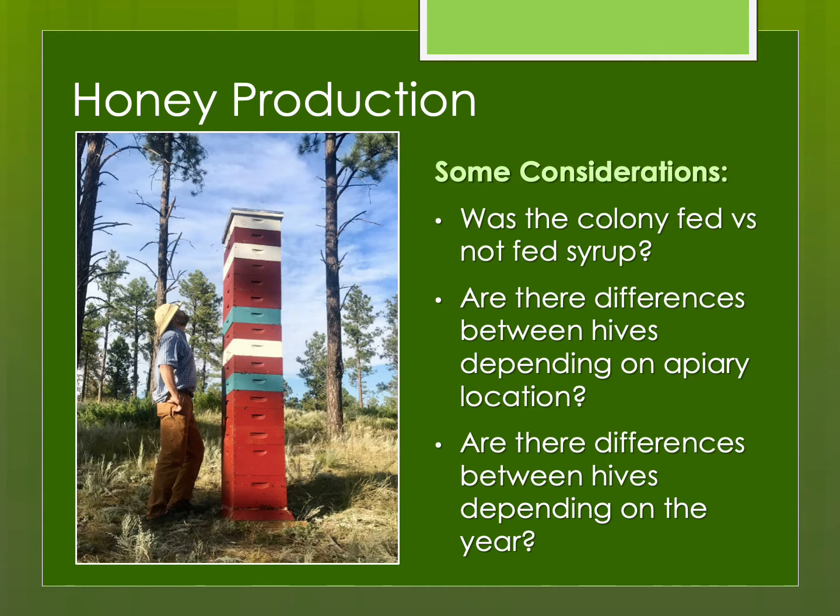But what if you didn't have to feed syrup and then they produced a lot of honey also? You're going to prefer the colony that you did not have to feed as much, that produced a similar or reasonable amount of honey. Are there differences between hives depending on location? Maybe one location is better than another and you might want to move your bees there. And are there differences between hives depending on the year? Obviously some years are drought years and they won't produce as much, and other years, you might have a great honey flow and they might be better. How do you compare them? I'll talk more about that a little later in this presentation.